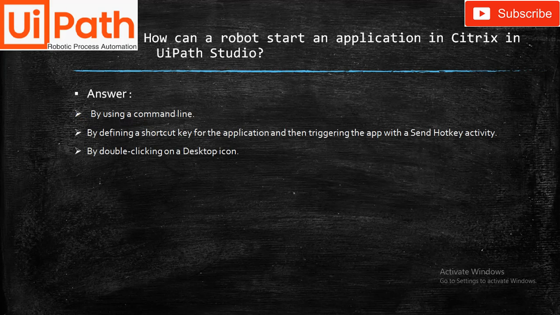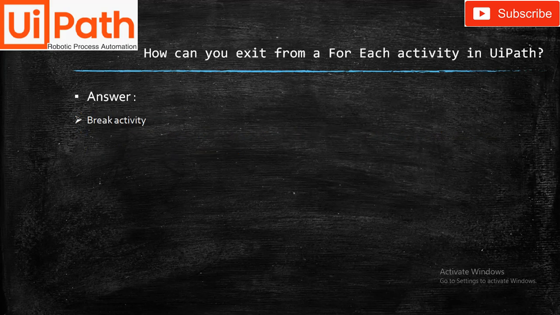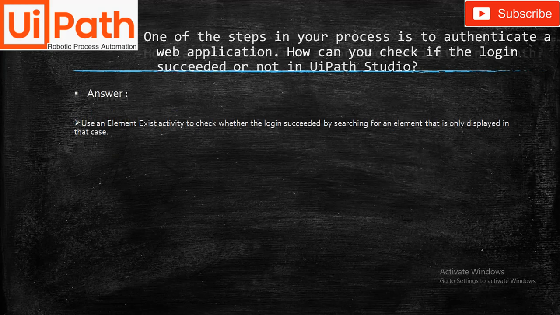How can a robot start an application in Citrix in UiPath Studio? There are 3 answers for this question, so you can call it a multiple choice question with multiple answers: by using a command line, by defining a shortcut key for the application and then triggering the app with the Send Hotkey activity, and by double clicking on a desktop icon. How can you exit from a For Each activity in UiPath? The Break activity will help you to exit a For Each activity in UiPath.